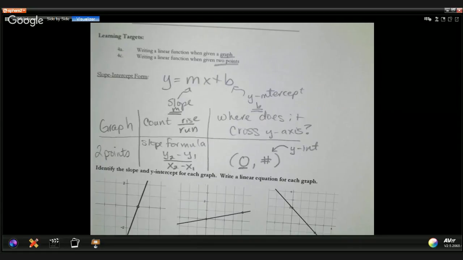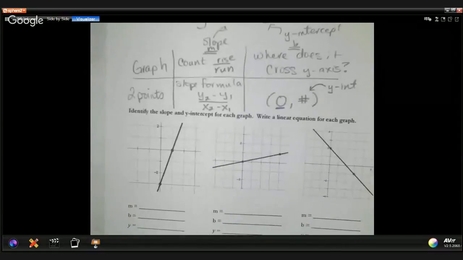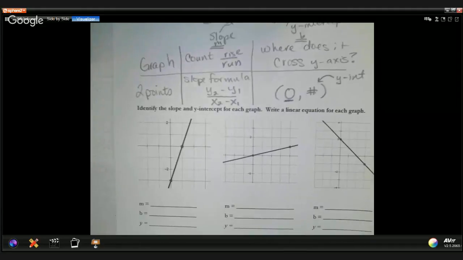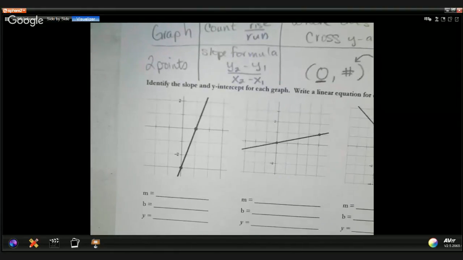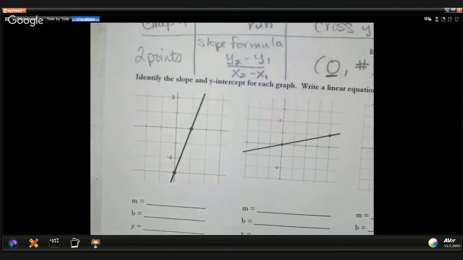All right, what we're going to do now is focus on some problems. Let's zoom in. I'll do the first one, and then I'll give you an opportunity to try it, and then check with the video to see if you did it right.